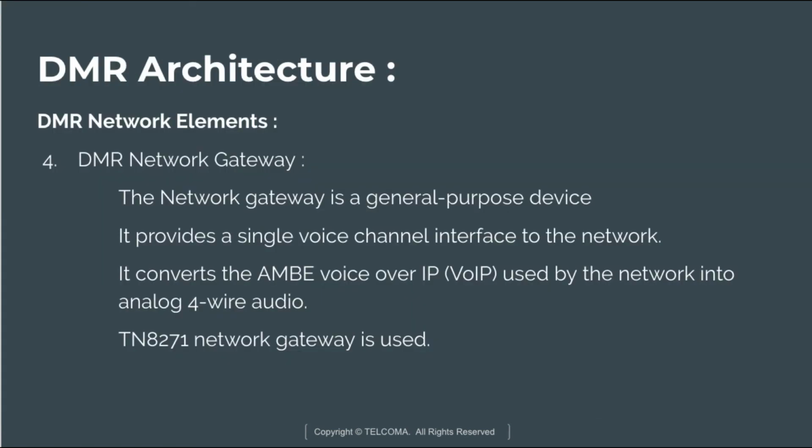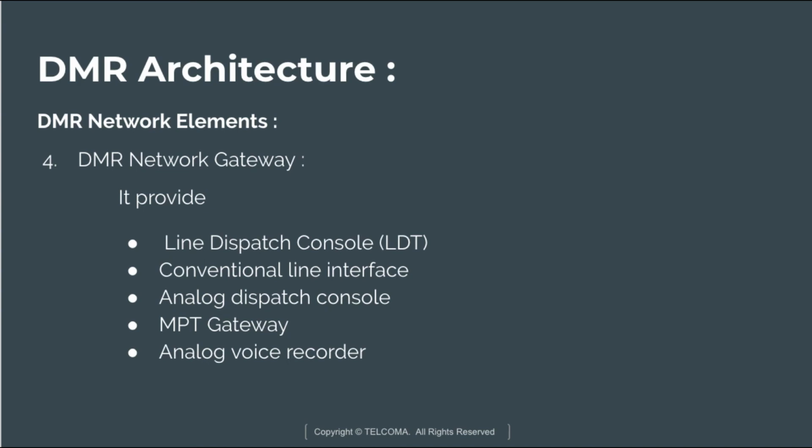The next element is the DMR network gateway. So here the network gateway is a general purpose device. It provides a single voice channel interface to the network. It converts the AMBE voice over IP used by the network into analog 4-wire audio. So in this architecture we use the TN8271 network gateway. The TN8271 gateway has a web-based application for maintenance, configuration, diagnostics and firmware upgrade, as well as SNMP support for NMS monitoring.